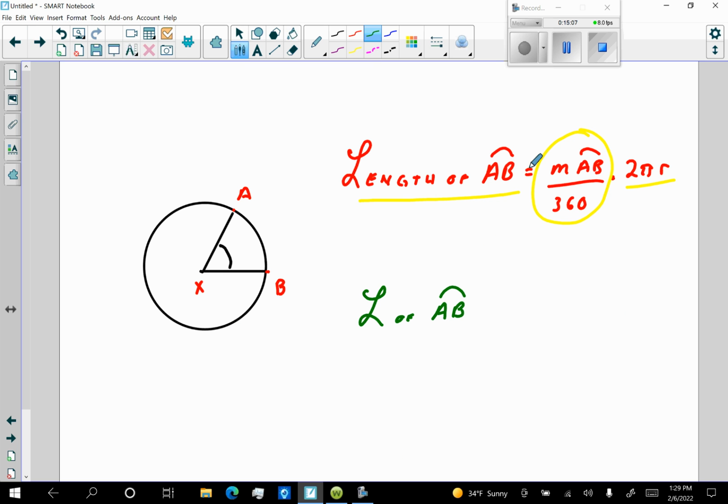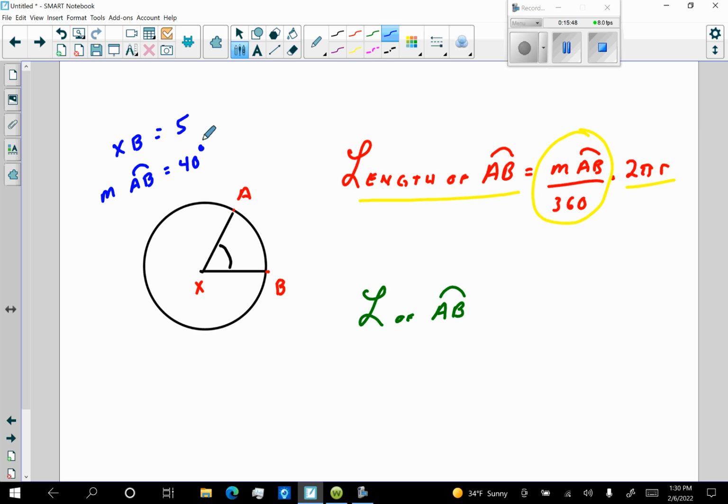Now I have a formula. It doesn't matter if they are easy or not. It's the measure of arc AB divided by 360 times 2 pi r. So let's get crazy here, and let's let the radius x be 5. And we're going to let the measure of arc AB equal, let's go just 40 degrees.